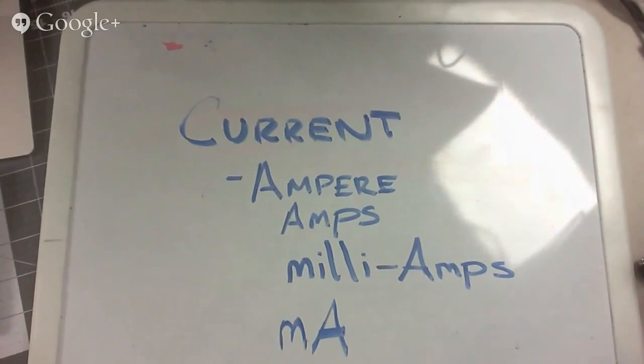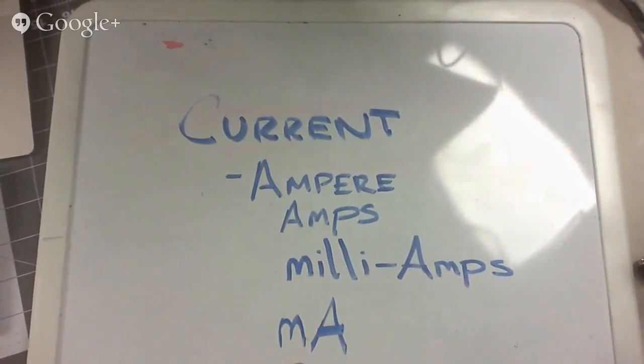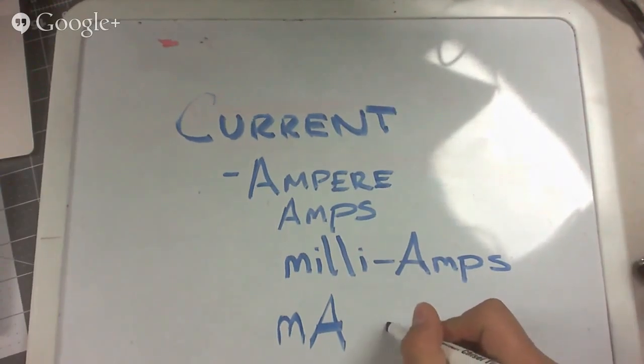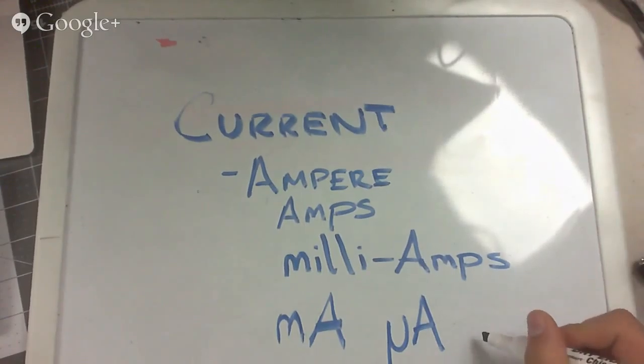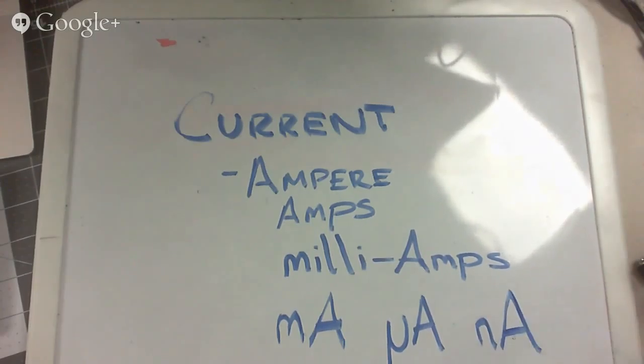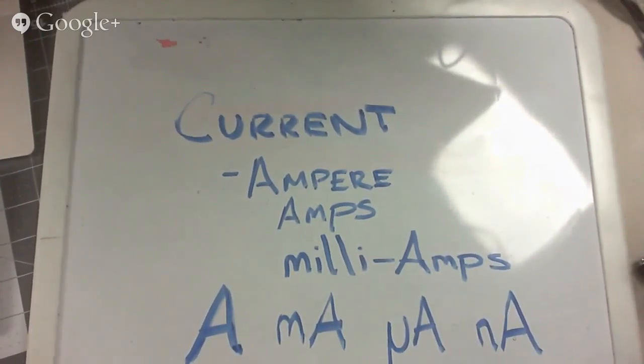So when you look on your spec sheet and you look for current, you'll usually see it rated in either milliamps. There's also microamps. And today, really, for things that really sip energy, there's even nanoamps. So those are what you'll see. So either amps, milliamps, microamps, nanoamps. Usually you're going to see milliamps in our world.